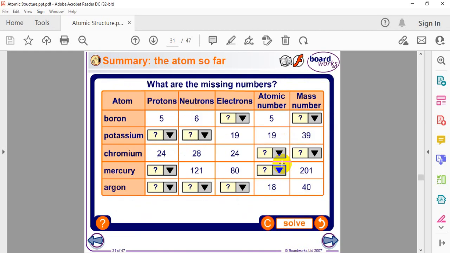What are the missing numbers? So this example looks like the first one. So do this assignment.